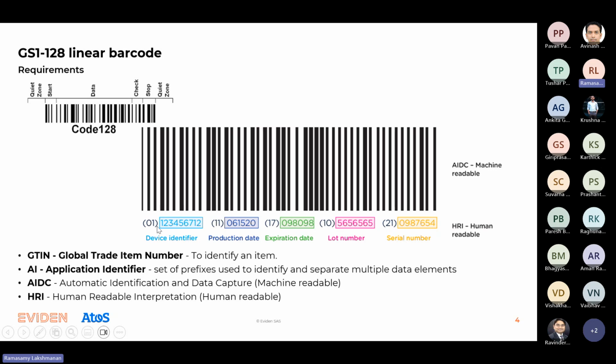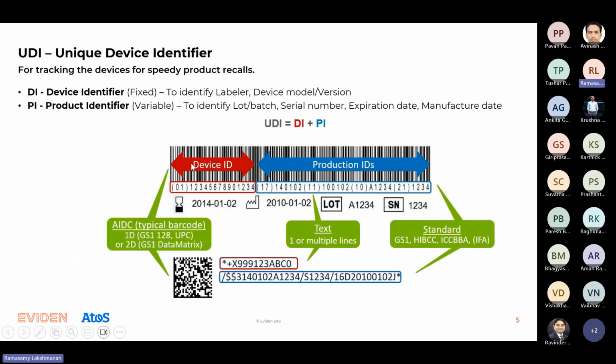So this 01 is the GTIN. GTIN is the Global Trade Item Number to identify what the product is and everything. And this 11 represents the manufacture or production date. 17 represents the expiration date. 10 represents the lot number. The 21 represents the serial number. So these both combined show the UDI. So everything will be captured in the GS1-128 linear barcode. So this is what UDI is.